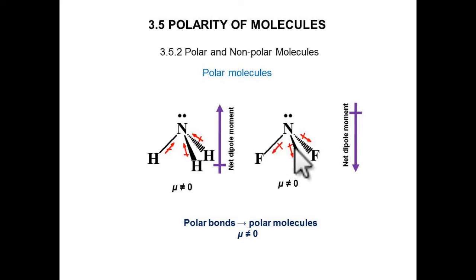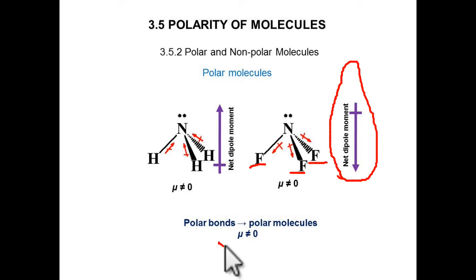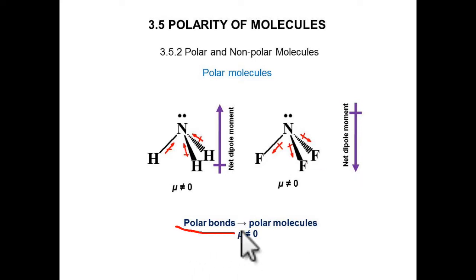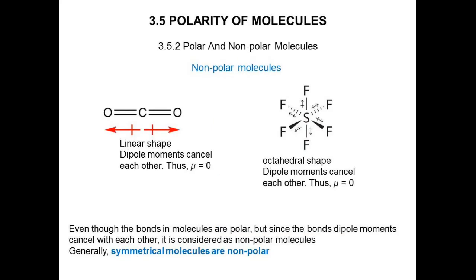Let's move on, guys. Another example is NF3. If you look at NF3, it is well known that fluorine is more electronegative compared to nitrogen. So the attraction force is stronger toward fluorine rather than nitrogen. What will be the resultant vector? It will be toward fluorine rather than nitrogen. So this is your net dipole moment, where mu is not equal to 0. So it is not static. What I'm trying to say is that a polar bond gives a polar molecule. A polar molecule will have a mu not equal to 0. That is the most important part.